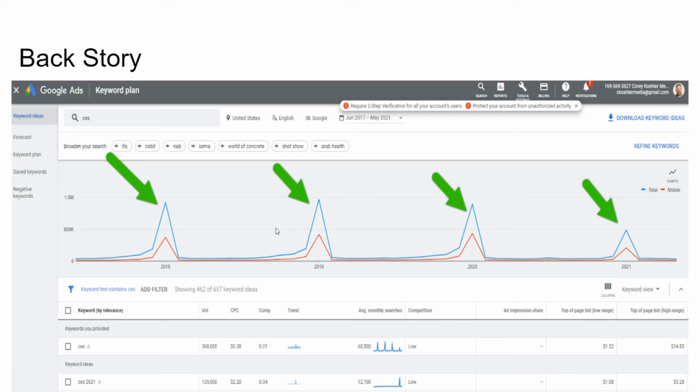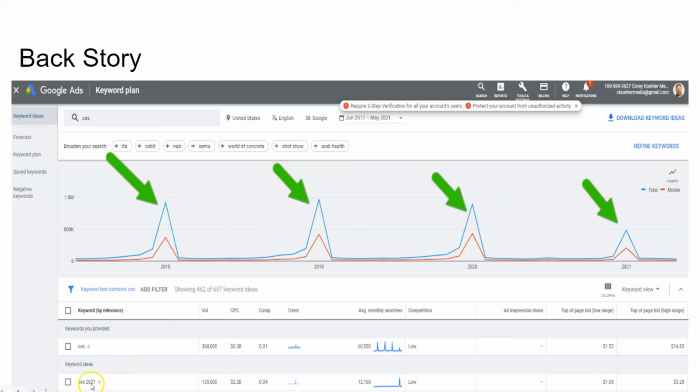I started thinking about it, and I started looking at some numbers, and what I found was interesting. You can see here, this is something called the Google Keyword Planner, and what it does is it gives you an idea of, when people type in certain terms into Google, an estimate of how many people search on these particular terms. This is for CES, the Consumer Electronics Show, and you'll notice here that it tells us a little bit about how many people search for this term.